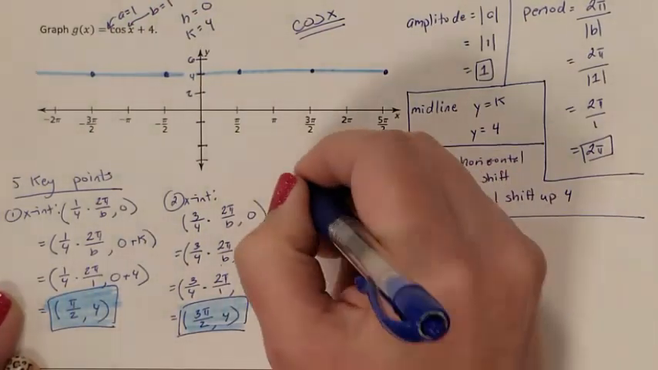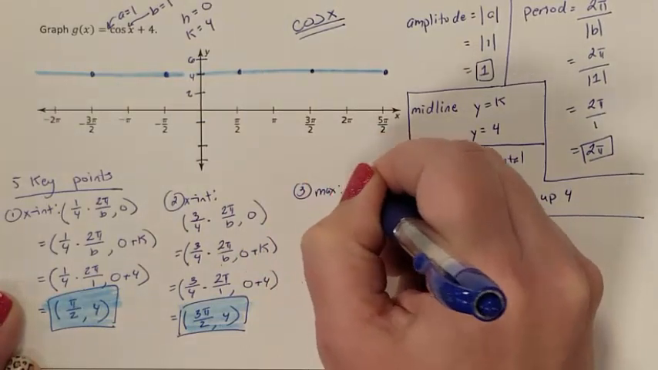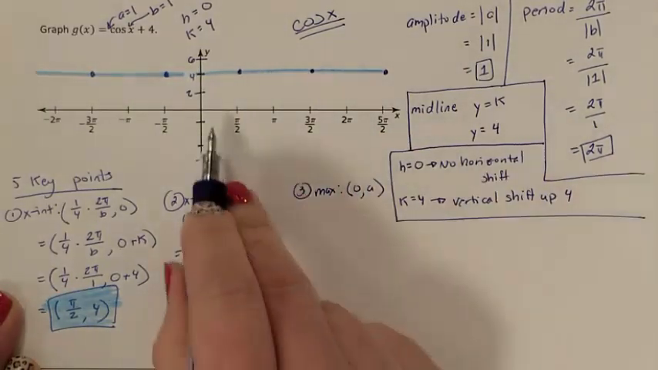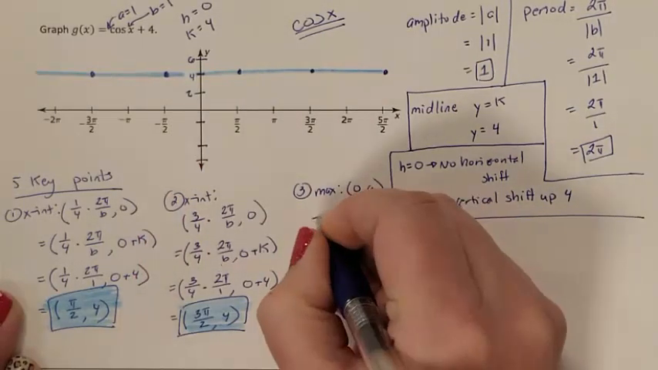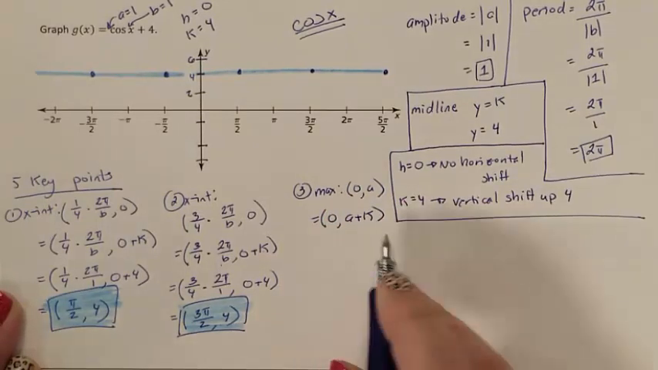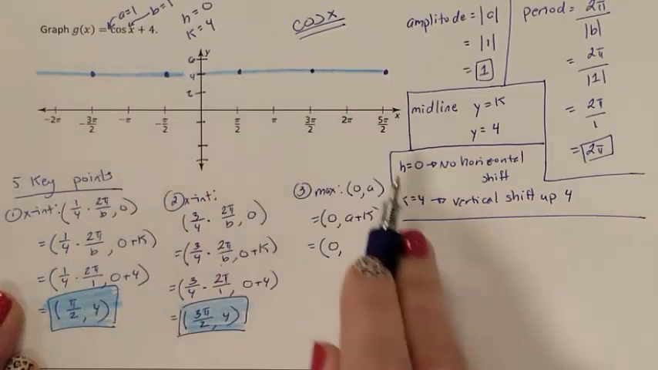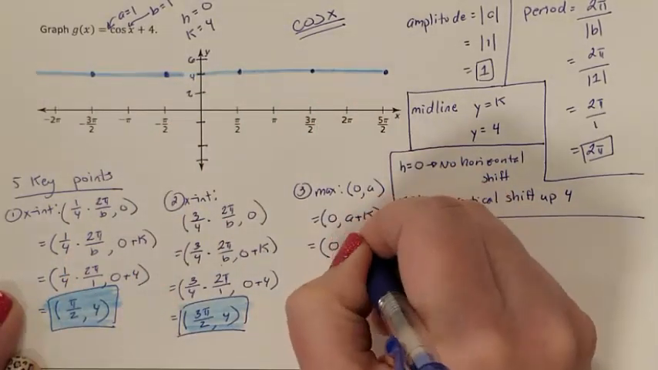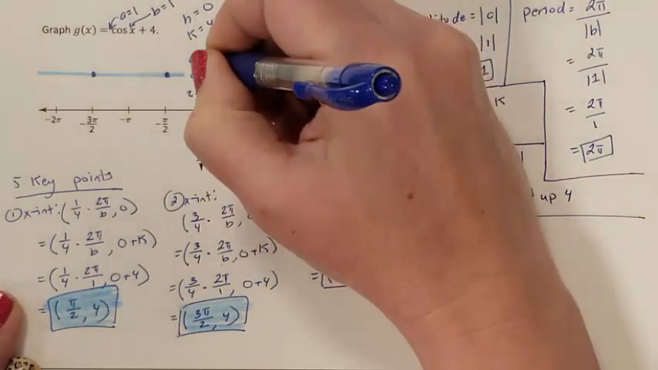Cosines have 2 maxes. So now I need to find max number 1. This is the equation if the midline was the x-axis, it's not. So you need to make sure that your y-coordinate takes the vertical into account. My a is 1, my k is 4. So my first max is at the coordinate point 0, 5. So here's my first max.